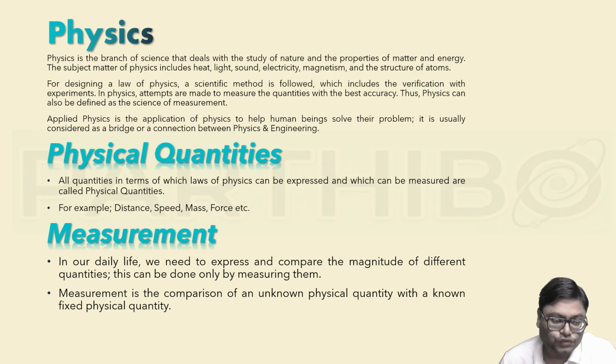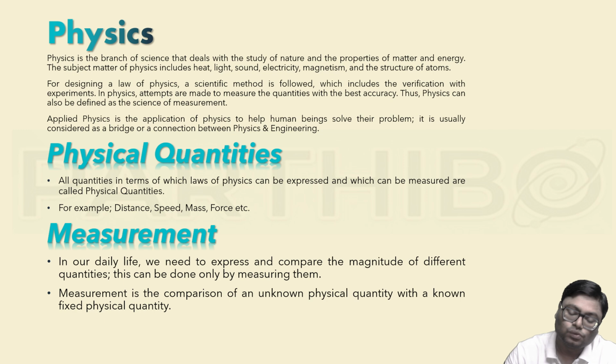Now let us come to physical quantity. What is a physical quantity? All quantities in terms of which the laws of physics can be expressed and which can be measured are called physical quantities. Now, what do we mean by which can be measured? In measurement, we can express that thing with a certain number. Also, in the case of a physical quantity, two things are important: one is the number, the magnitude, and another is the unit.